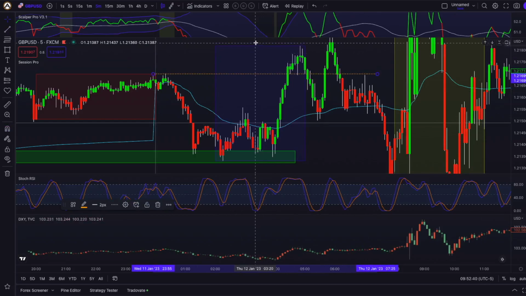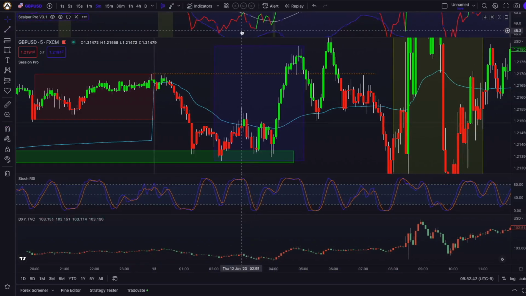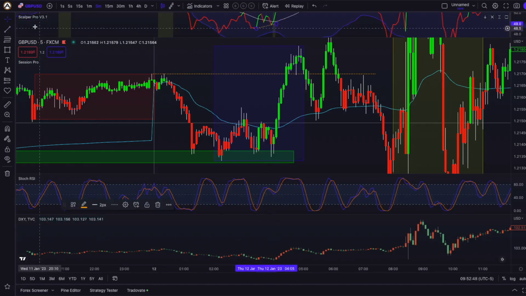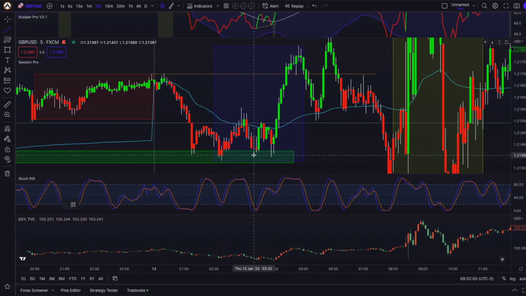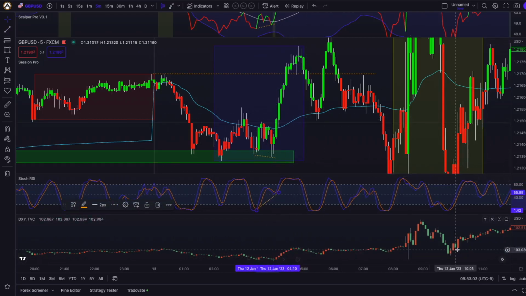So let's see if we had any divergence down here that could have helped us with this trade. Right here at this last entry opportunity, we made a higher low on the Scalper Pro, and we made a lower low on the British Pound US dollar. We also saw that on the stochastic RSI, we crossed right here below the 20 level, and then we crossed again above the 50 level, indicating another bullish divergence confirmation.